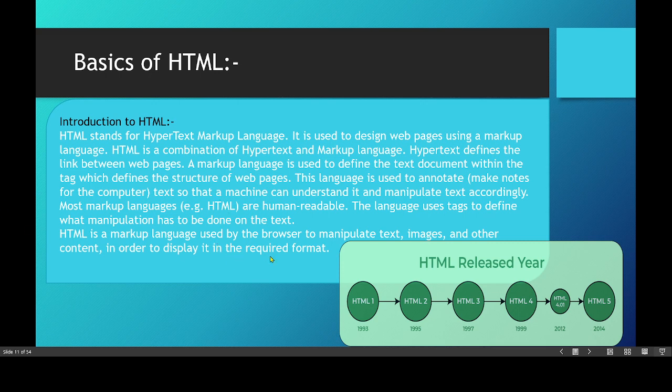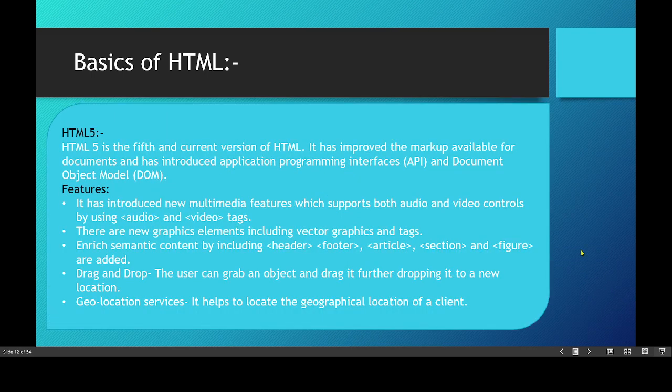Well, coming to the versions of HTML, HTML1 was released in 1993 and HTML2 in 1995, HTML3 in 1995, HTML4 was released in 1999, and HTML 4.01 was released in 2012, and the current version which we are using is HTML5, which was released in 2015.